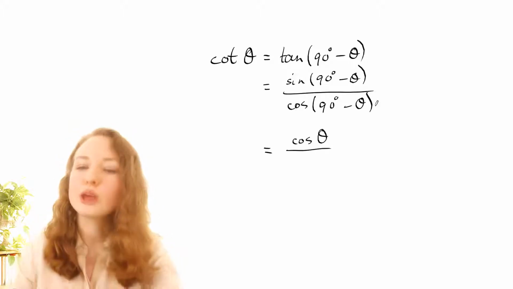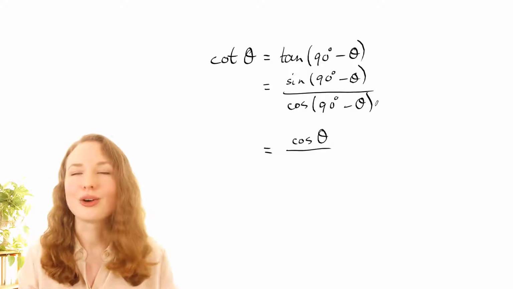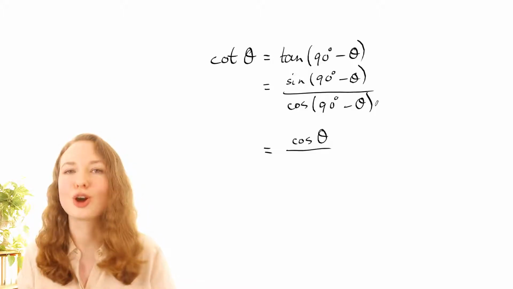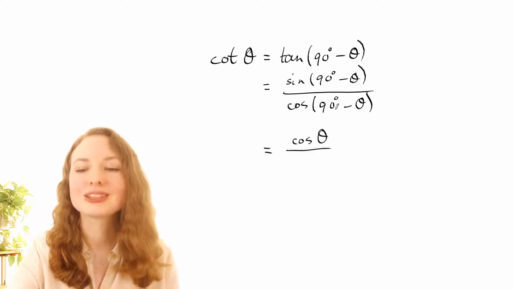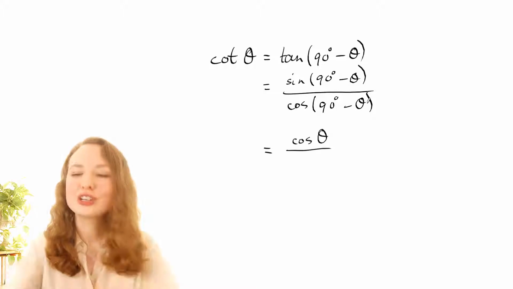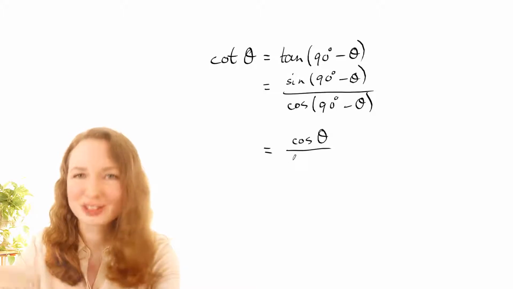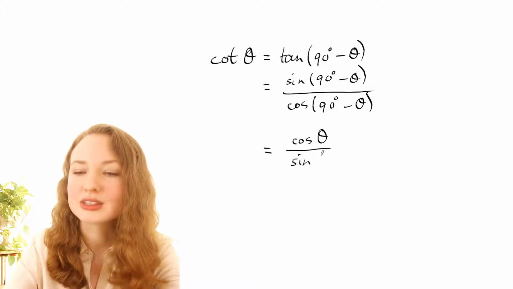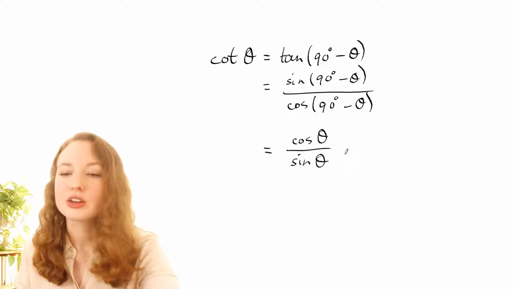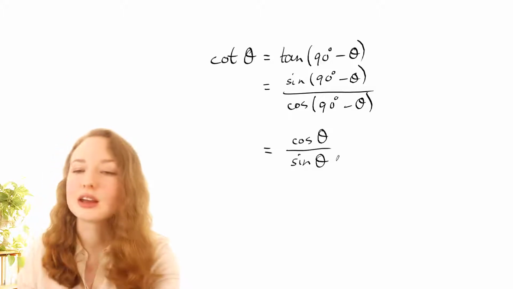And on the bottom, we have the cosine of 90 minus theta. Now, cosine being the sine of the complementary angle, we have the sine of the complement of 90 minus theta, which is actually just theta. Complement of the complement is just the original angle. So the bottom there just becomes sine theta. So that explains why cot theta is cos theta over sine theta.